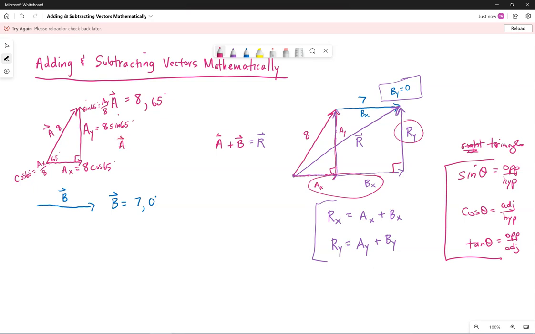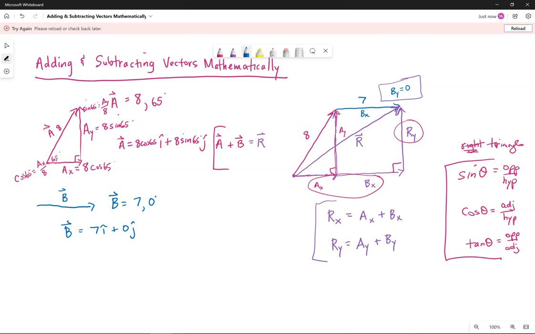So ultimately, we can say vector A is 8 cosine 65 i hat, because it points to the right, plus, because the y component points upwards, 8 sine 65 j hat. So we have vector A in vector notation, meaning in terms of its x and y components. With the vector B I have chosen, it only has an x component. We can simply write it as 7 i hat. As we're starting, you might find it helpful to say 0 j hat.